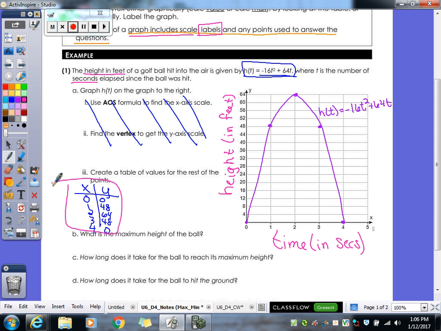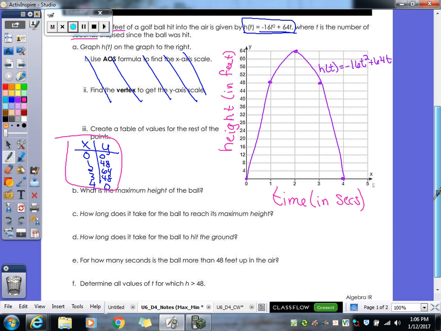Now these graphs aren't going to have arrows continuing on, because if you think about it, if I had an arrow telling me I was going to continue going downwards, I'm going into a negative height. My golf ball can't have a negative height. It's either at the ground, which is 0, or it's going to be up in the air.